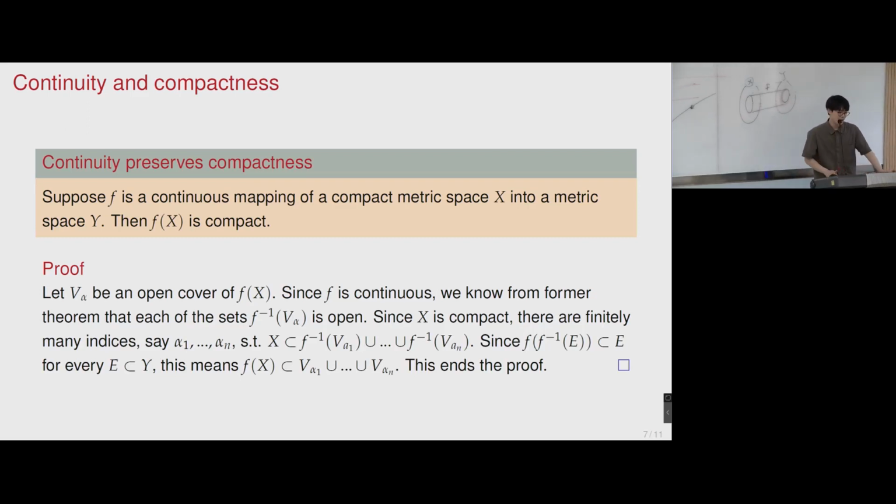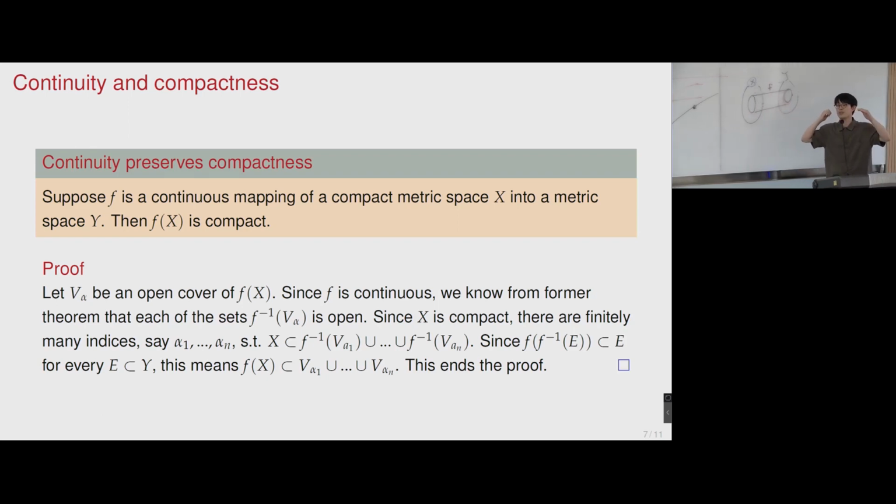Oh, sorry. I also wrote some proof here. Let me briefly go through this to show how it works. Proving things also always goes by definition, so let me read it through. We want to show that f(X) is compact. So basically, in the end, we're going to show that every open cover of f(X) has a finite subcover, right?